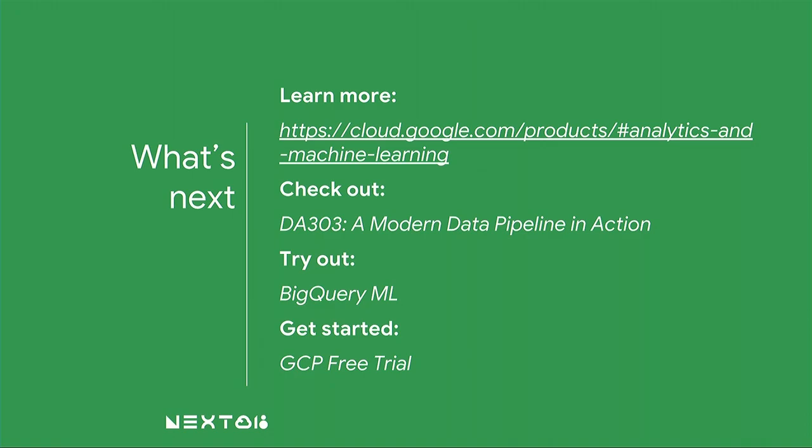And then I would definitely have you check out DA303 later today, a modern data pipeline in action. It takes the work that I'm talking about and gives you a real-world example from one of our customers. As I mentioned, check out BigQuery ML, really cool. I think it's a great tool. And definitely take advantage of the free trial. You can do things like store 10 gigs of data for free inside of BigQuery, and your first terabyte of query processing is free every month. So there's a lot of wiggle room there to start playing around with these tools and take advantage of them.